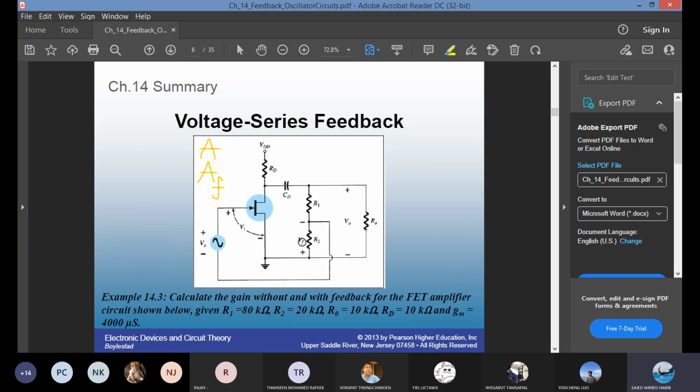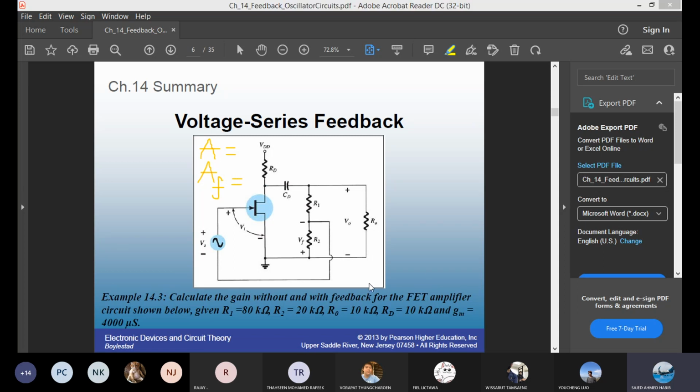So here, given the values of R1 and R2, you have 80 kilo ohm and 20 kilo ohm. RO is 10 kilo ohm, RD is 10 kilo ohm. The transconductance GM is 4000 microsiemens. Let's calculate the gain with the feedback and the gain without the feedback.